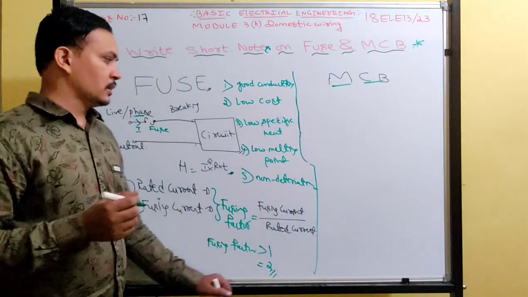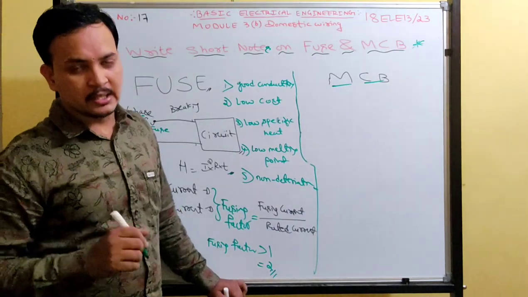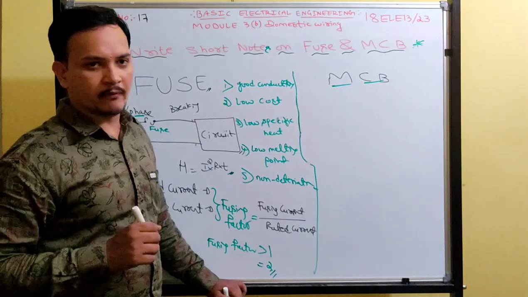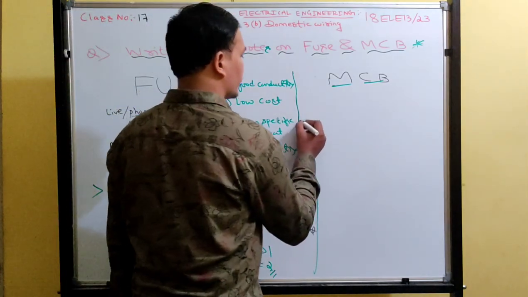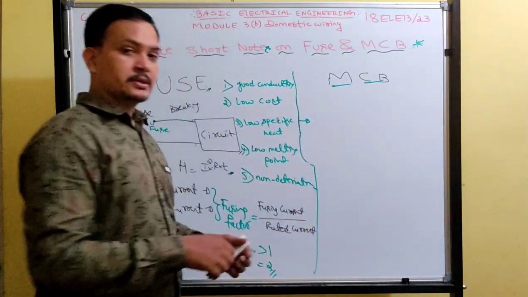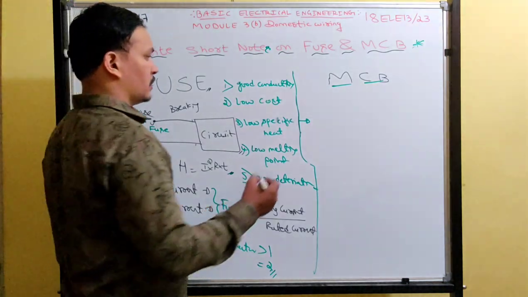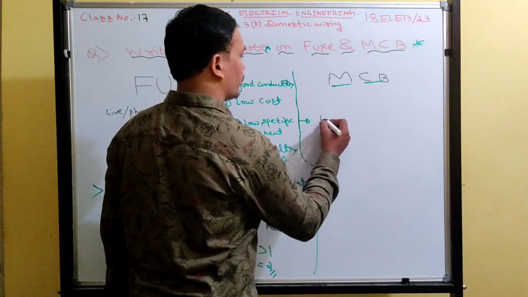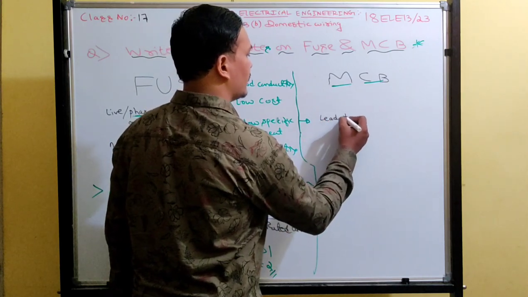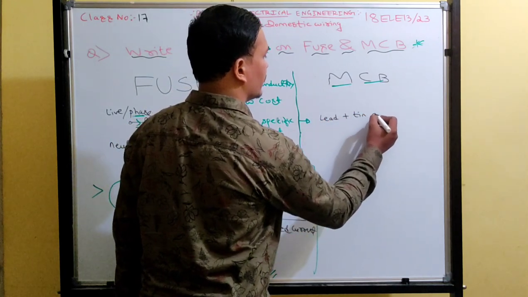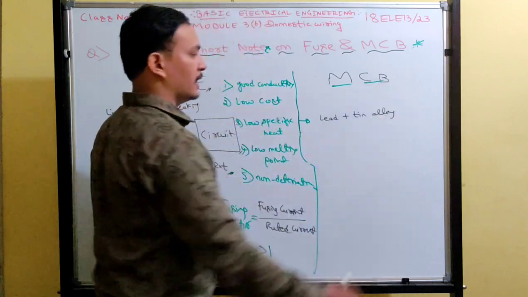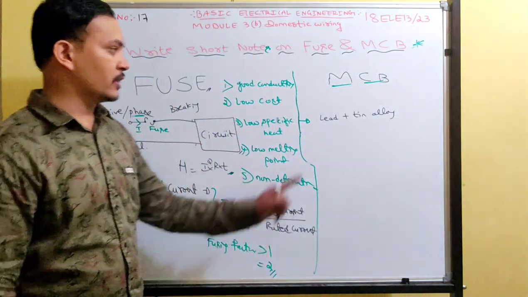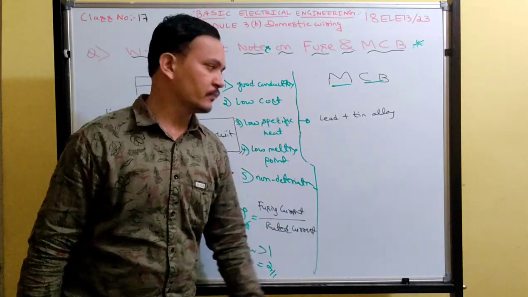Now the fuse material. What is it made up of? For smaller current ratings, the fuse material is made with a lead and tin alloy combination. Lead and tin alloy combination is used for smaller current ratings up to 10 ampere.